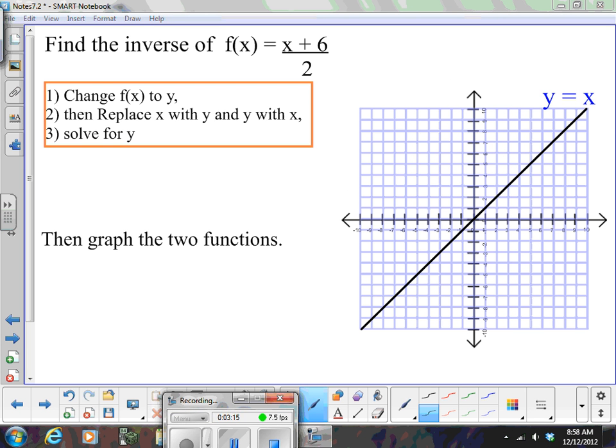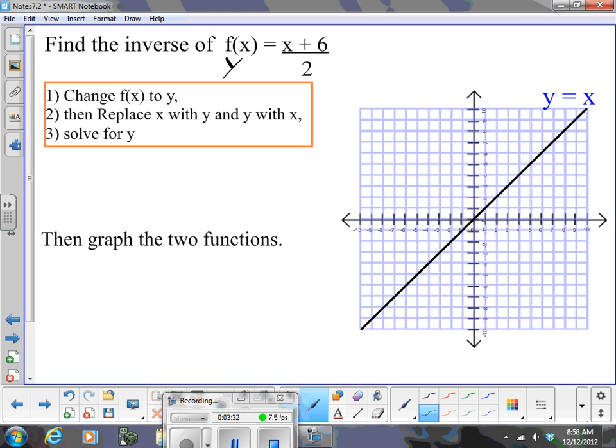This is what you're going to do to make it inverse. So watch this very carefully. It's actually not really tricky. 3 steps. You can do this in 3 steps. You're going to change the f of x to y. So wherever you find an f of x, you're just going to change it back to y. Then you're going to replace x with y and y with x. So you're going to switch places with them.